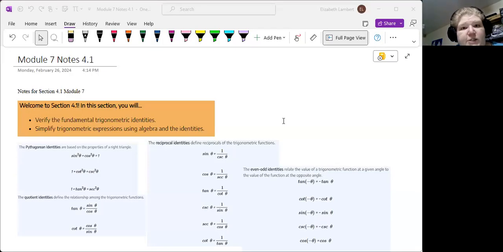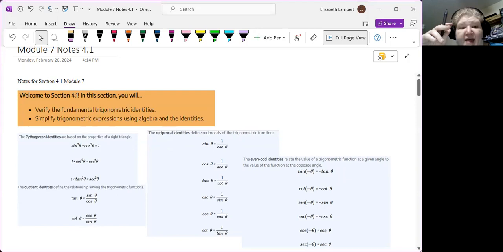Hello, my lovely students. So, section 4.1, the name of the chapter is solving trig equations, but we're not actually going to solve trig equations till the end of the chapter. What we're doing right now is verifying trig identities. A lot of this is to get you used to using these different identities, getting very comfortable and familiar with them. Some of them we've been using already. You're just going to be using them more.